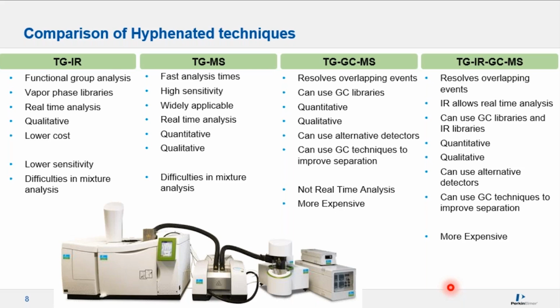So the last option here we have is TG-IR-GC-MS. With this technique, we really get the benefits of both the continuous data feed of FTIR and also the improved sensitivity and improved resolution for complicated mixtures that we get with GC-MS.